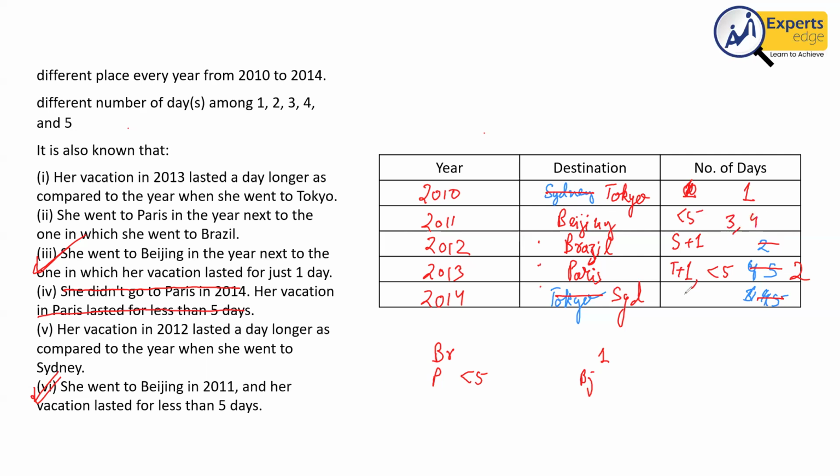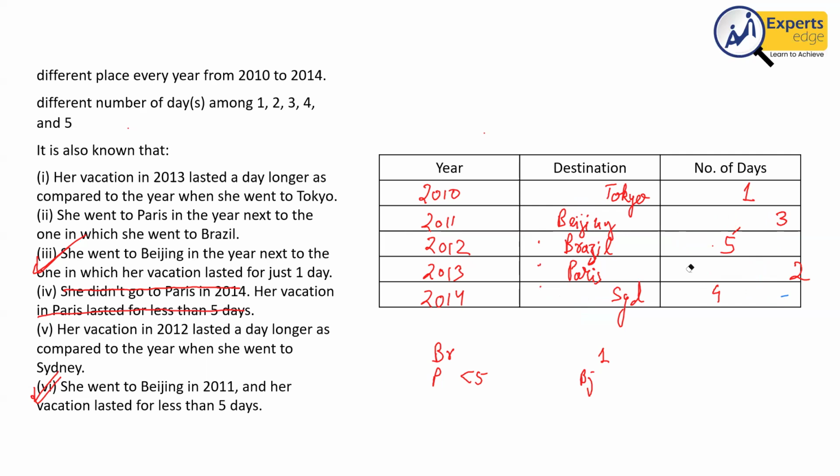If we have a 3, this becomes 4, this becomes 5. If we put a 4 for Beijing, then the value left for Sydney is 3. Brazil will be 3 plus 1, 4. And 4 and 4 will be repeated. So that is wrong. Which means Beijing has to be 3 days. Sydney will therefore be 4 days and Brazil will be 4 plus 1, 5. So taking out all the extra information, this is the final distribution that we get.